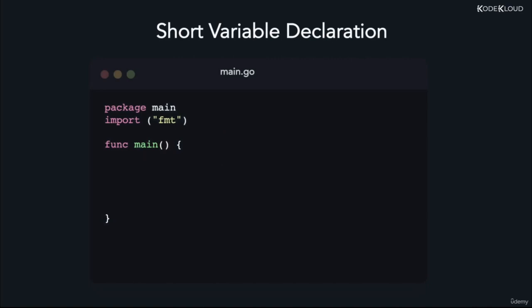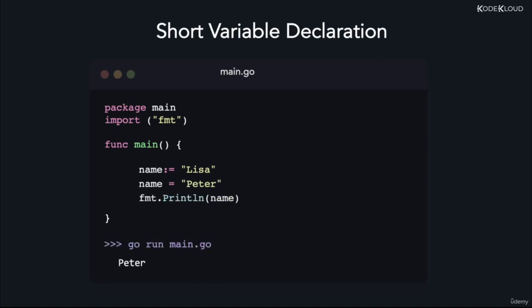Let's see an example. So here we are going to declare a variable called name, and we're going to give it the value Lisa. Then we're going to change its value to Peter, and it's going to work just fine. So if you run the program, we're going to get Peter in the output. Because name was implicitly given the string data type, we can later change its value to another string, and it would work just fine.